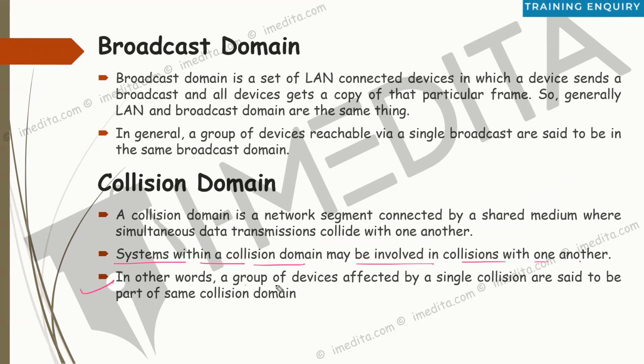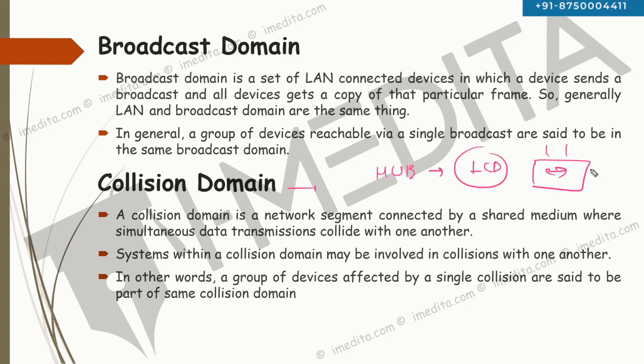In other words, the group of devices affected by a single collision are said to be part of the same collision domain. Now, a hub is a device that is by default a single collision domain. That means all the ports of the hub will be part of the single collision domain. What do we mean by that? It means that if a collision occurs on any of the ports, it will affect all the other ports as well. If a collision has occurred between A and B, all the other devices will also not be able to transmit data. They will also have to wait for this collision traffic to clear, and then they will forward the data.